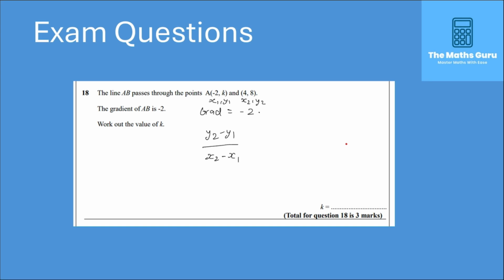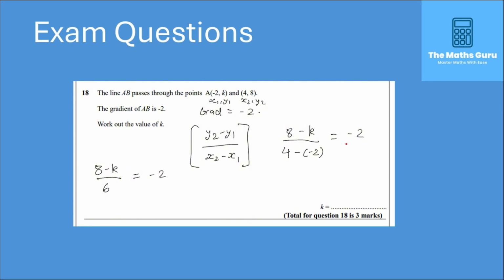And remember, the formula is an expression for our gradient. So we know at some point for some values of y2, y1, x2, and x1, the gradient will be equal to minus 2. So plugging in the values that we do know, we have that 8 minus k divided by 4 minus minus 2 is equal to minus 2. Now, what we do is we first simplify our denominator: 4 minus minus 2 is going to be 4 plus 2, which is 6, so 8 minus k over 6 is equal to minus 2.